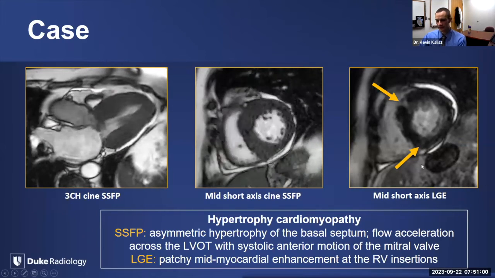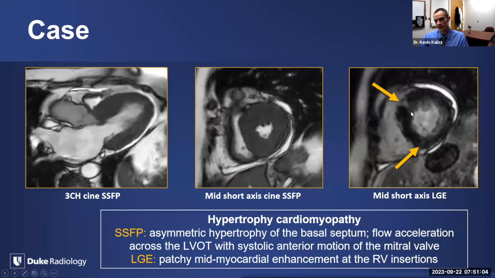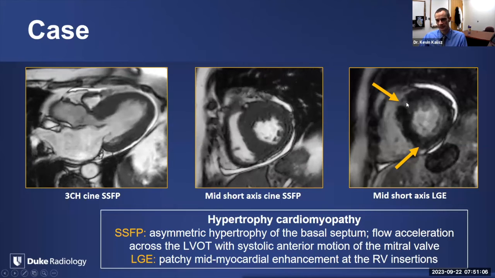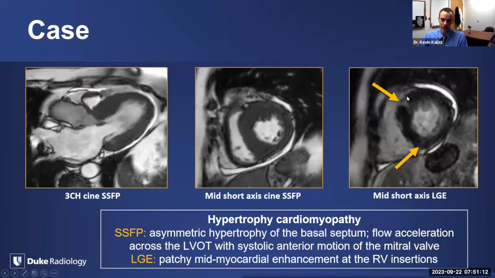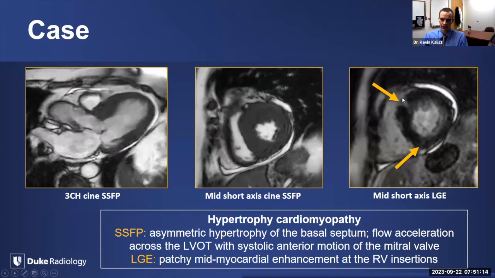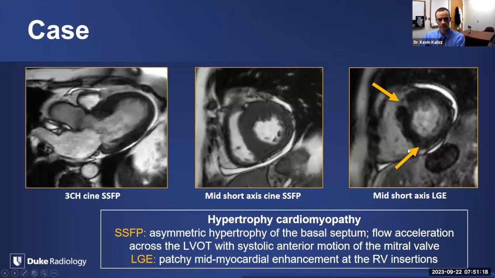And this is a pretty classic LGE distribution. So hypertrophic cardiomyopathy may not have LGE, but if it does, this is pretty classic: some patchy mid-myocardial delayed enhancement, usually within the hypertrophied segments, usually at the RV insertion points here anteriorly, and then to a lesser extent, posteriorly and inferiorly here.